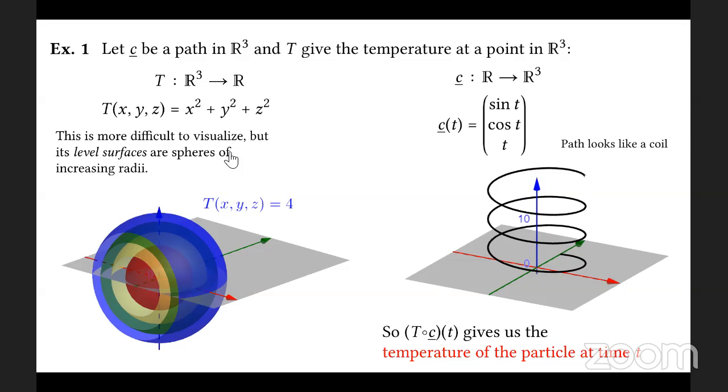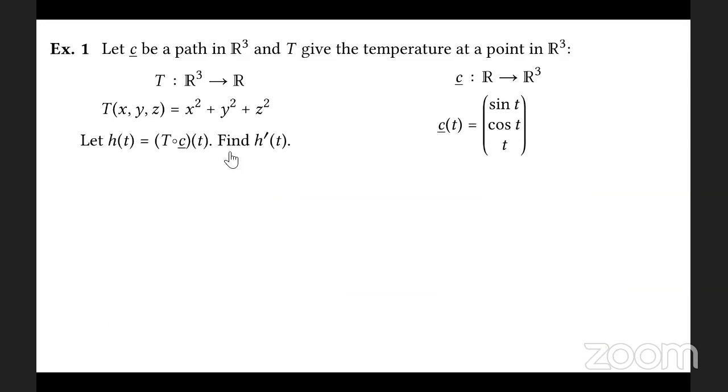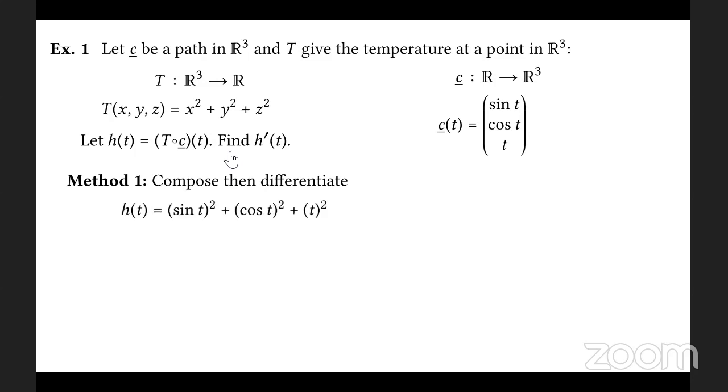All right, so let me go next. Find H prime, that's our goal. There's a couple ways you could do this. Method 1 is to literally just write their composition and then take the derivative. The reason that will work is because their composition is a function from R to R, and we know how to take derivatives of a function from R to R. That's the first couple weeks of Calc 1.